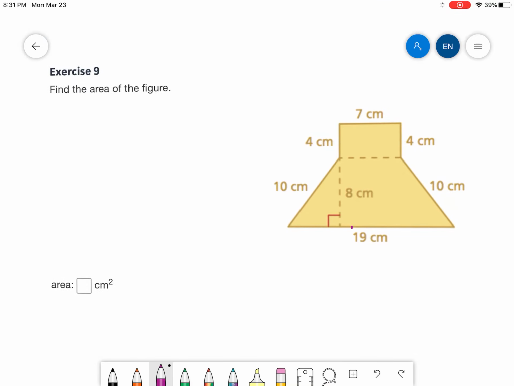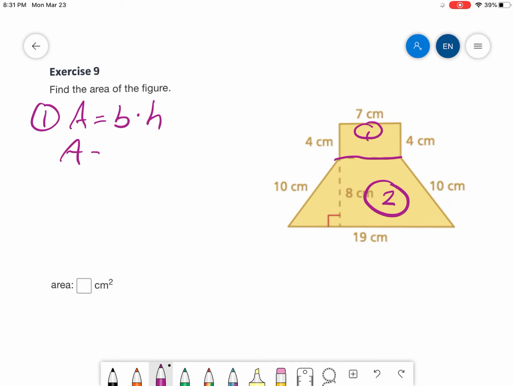Or you could break this up into a triangle up top, triangle and a square, so that you have 4 pieces. However you want to do it will get you similar answers. I'm going to break it up into a rectangle on the top and a trapezoid on the bottom. So to find the area of the rectangle, I'm going to do base times height. The base of this rectangle is 7 times the height is 4. So my area of the rectangle is 28.